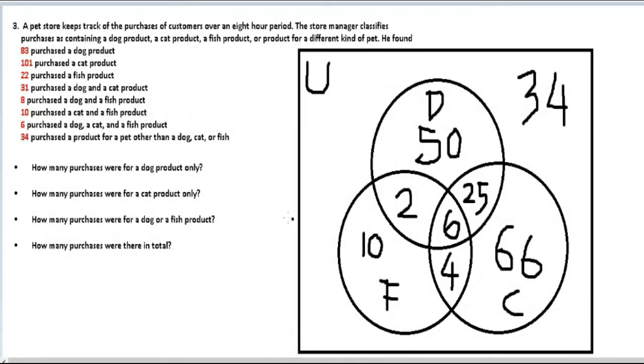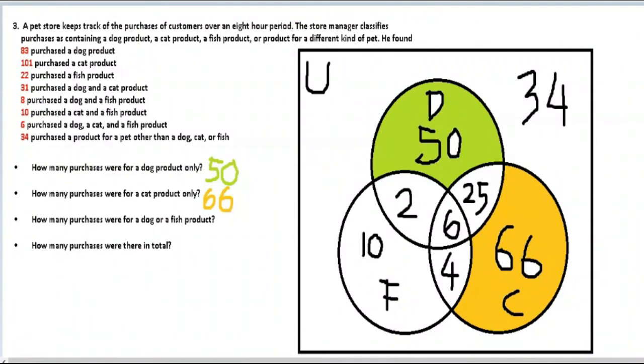Now we can easily find out what is the answer in our every question. First, how many purchases were for a dog product only? So again, for the dog product only, that is equal to 50. We have to color our Venn diagram so that it is very easy for us to identify what is the exact number of elements in each region. Next, how many purchases were for a cat product only? So for the cat product only, that is equal to 66. So diba, mas madali lang sa atin na answeran yung ating mga questions with the use of Venn diagram.